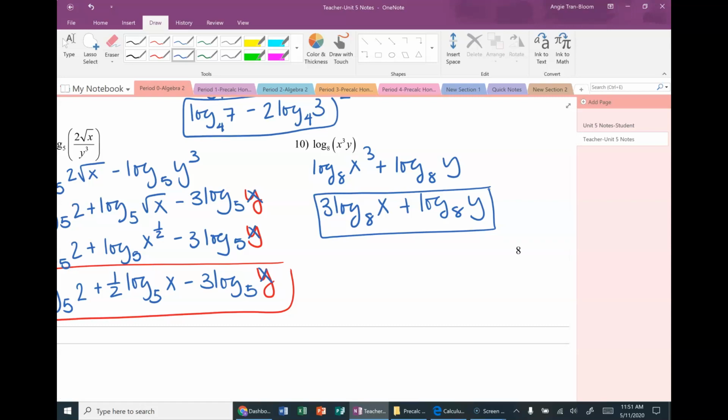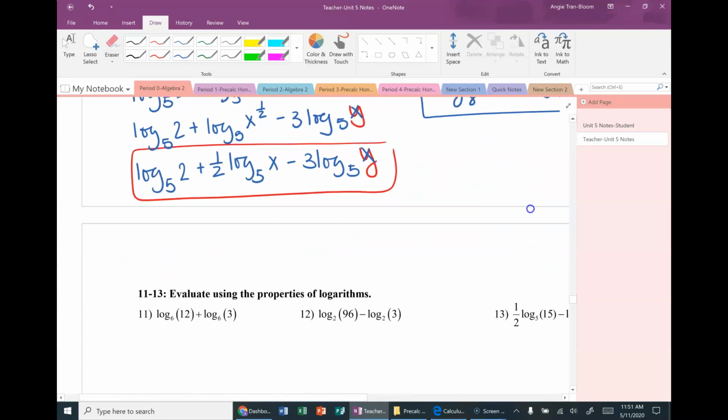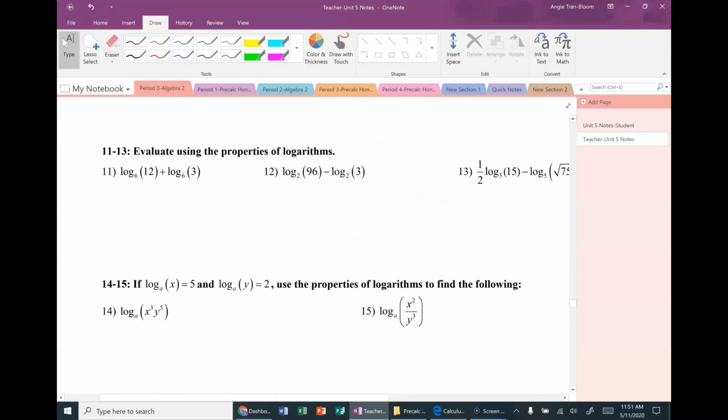Let's move over to the next set of instructions. Evaluate using the properties of log. So now your job is to give me an answer.